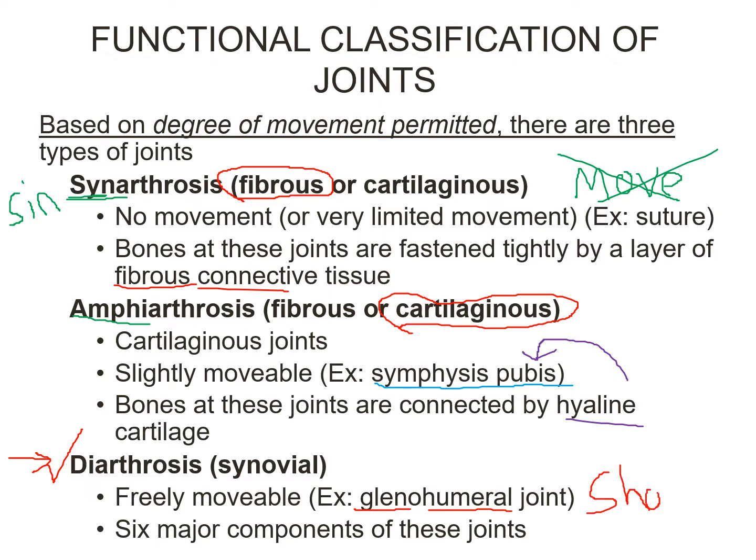And there are 6 major characteristics, depending on what book you read. Some say 5, some say 8, it just depends. We're going to talk about 6 major characteristics with the diarthrotic joints in just a bit.